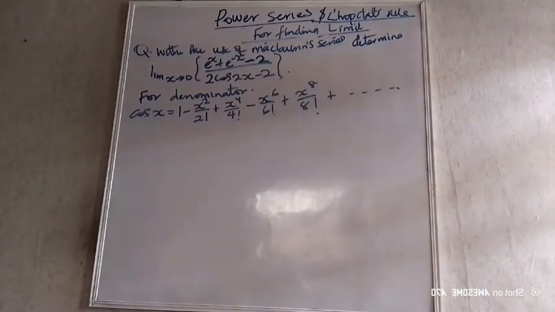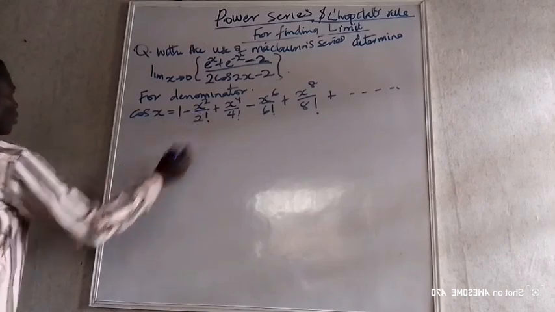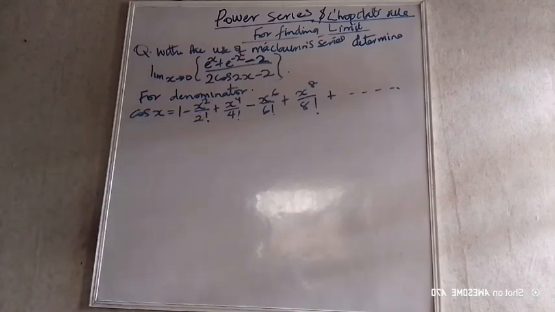Now for us to undo the denominator, we want to establish what cos x is using Maclaurin series. Cos x is 1 minus x squared over 2 factorial plus x raised to power 4 over 4 factorial minus x raised to power 6 over 6 factorial plus x raised to power 8 over 8 factorial plus, it's an infinite series. Now if we have cos 2x, what is that going to give us? It's going to give us something like this.